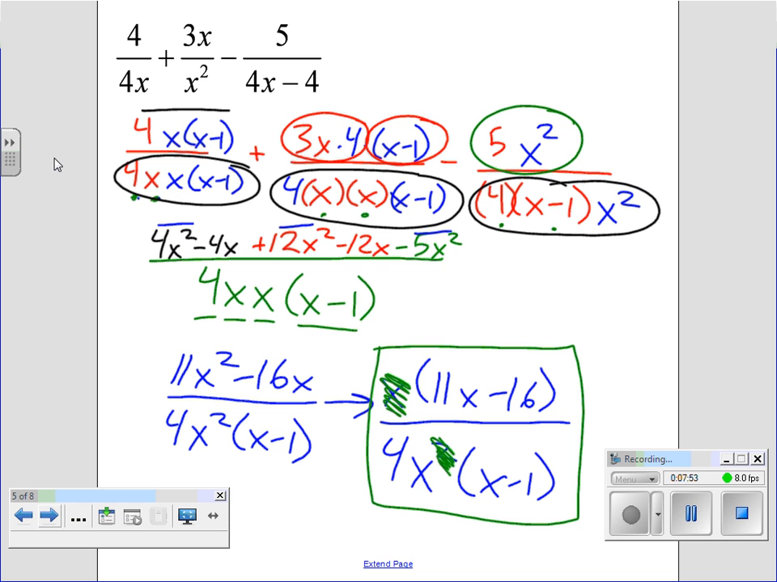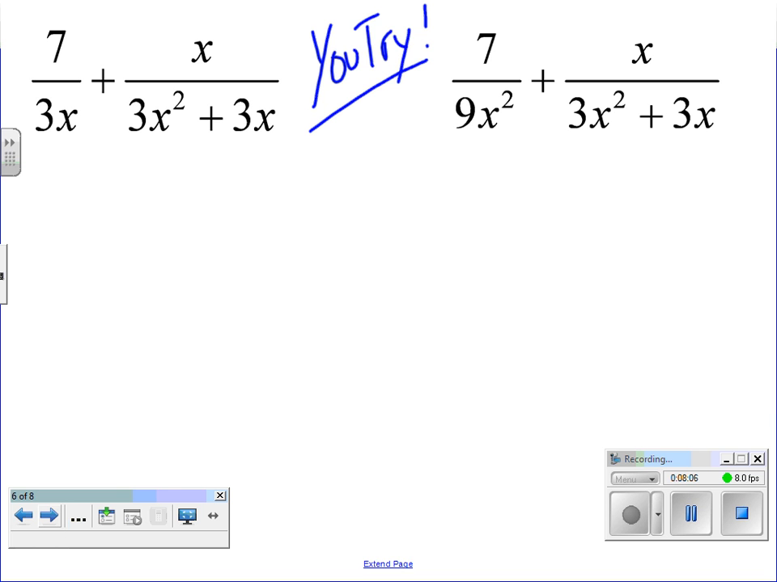Okay. Notice the key. Get a common denominator, add what's missing, combine like terms, and simplify. Okay. So that's the goal of what we're shooting for here today. What I want you to do is look at the next slide here, and I want you to try those two problems. Let's go ahead and combine those two, see what we get.